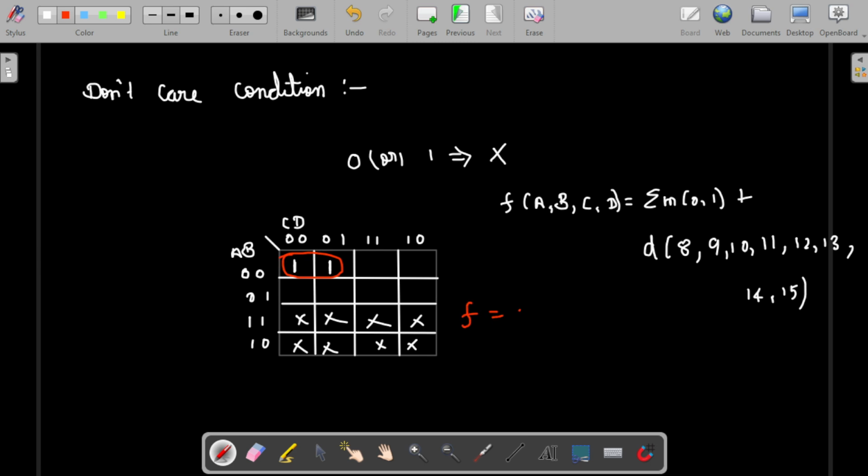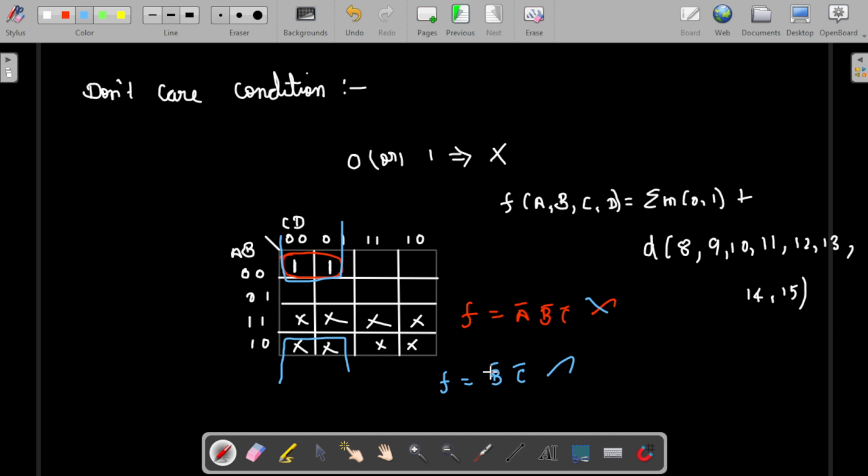Here it is constant, right? So a bar, b bar, and here c bar. You can write this directly. There is another option that you can do: include this one, so that 4 cells are included. Then f will be equal to b bar, c bar, since b bar is constant. Which one is correct? Sorry, the second one, with the blue, is correct. So this one is wrong.